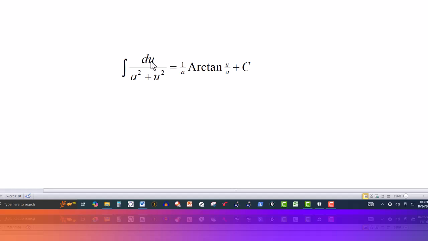The integral is in this form here, du over a squared plus u squared. Then the value of that integral is going to be 1 over a arctan of u over a plus c. So next thing we do is, okay, can we use a basic u substitution to get the integral in this format? Now we could have a constant here, that's no problem. But we can just factor it out.